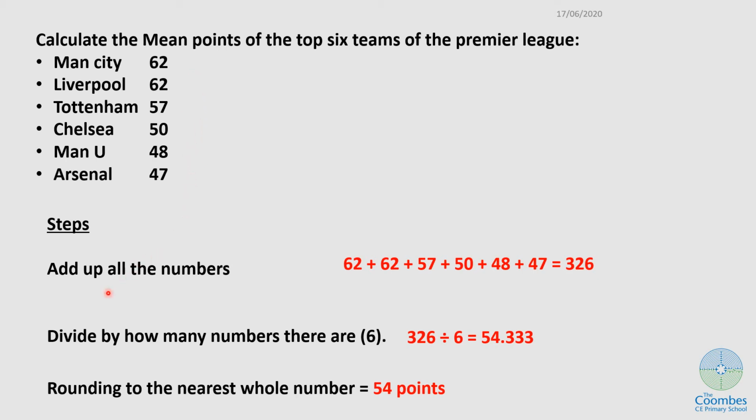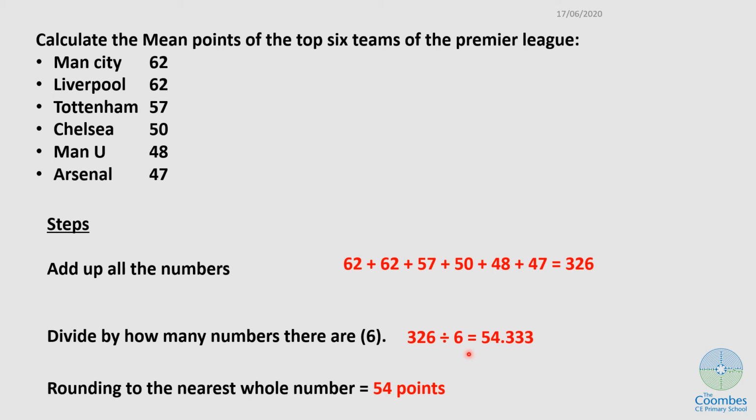So the first step is to add up all the points, and if you did that correctly, you should come up with 326. The second step is to divide by how many numbers there are, how many clubs. So if we come here, that's 1, 2, 3, 4, 5, 6. So we're dividing this total by 6. And you can use the bar stop method to help you.